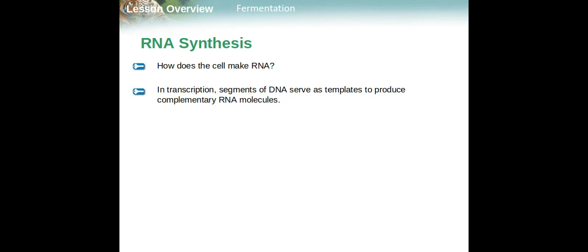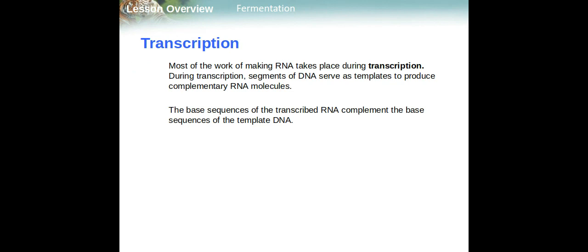So how does the cell make RNA? In transcription, segments of DNA serve as templates to produce complementary RNA molecules. So the first part of this process is called transcription. Most of the work of making RNA takes place during transcription. During transcription, segments of DNA serve as a template to produce complementary RNA molecules. So we're going to make RNA strands from the DNA. The base sequences of the transcribed RNA complement the base sequences of the template DNA.